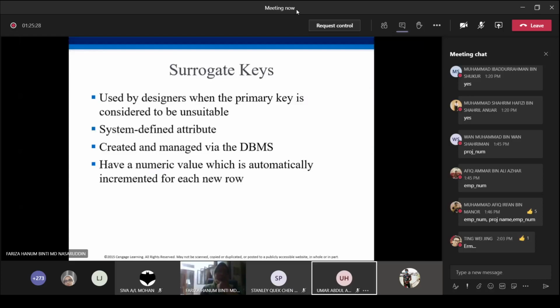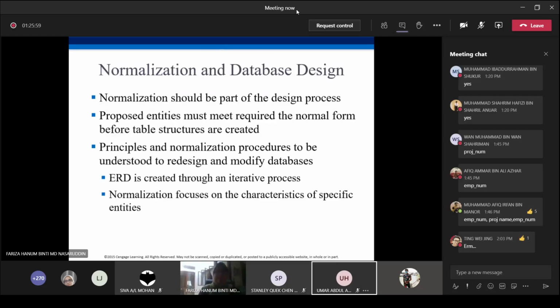Sometimes the DBMS assigns automatic keys for you. This is when a primary key is considered unsuitable. This is system defined, managed by the DBMS. It usually is a numeric value which is automatically incremented. So the key maybe starts with 1 and then increments, or 101 and then increments.